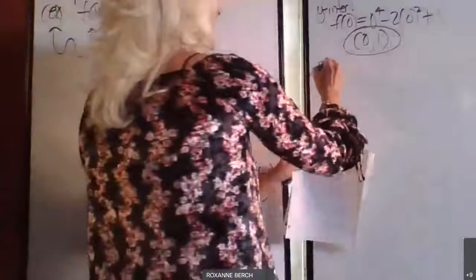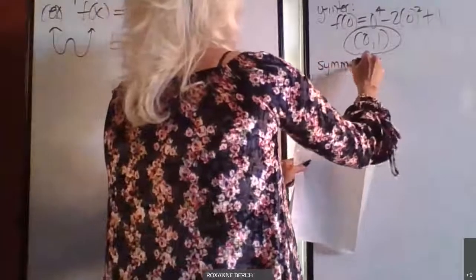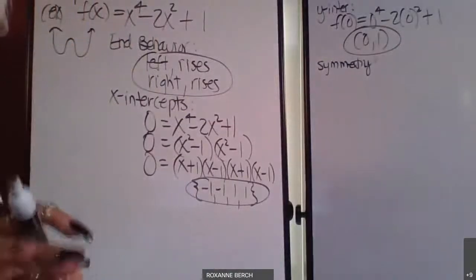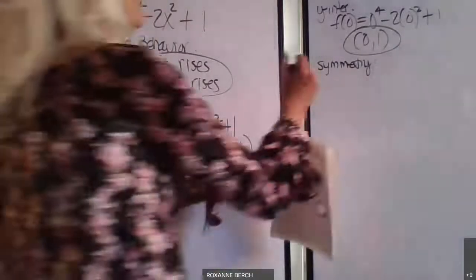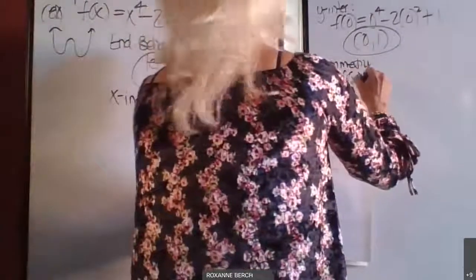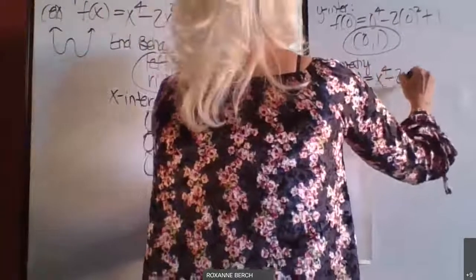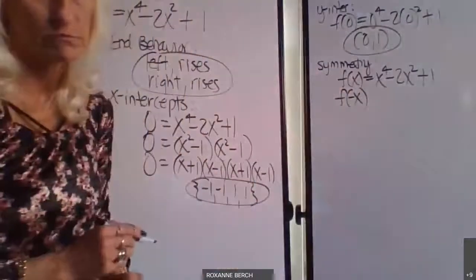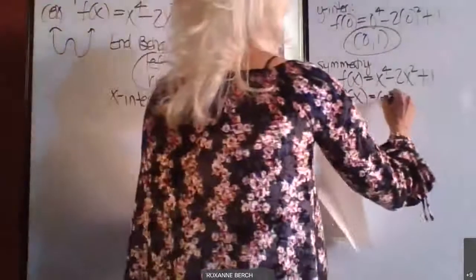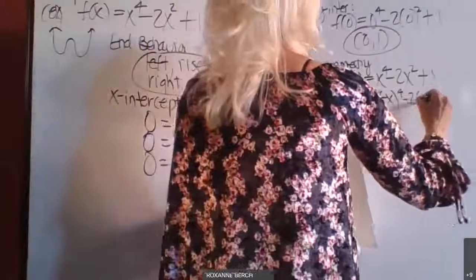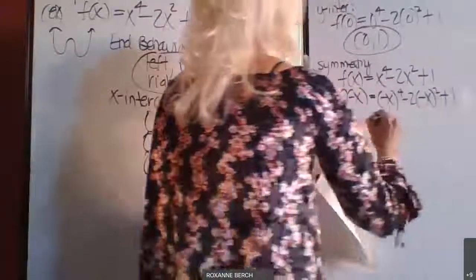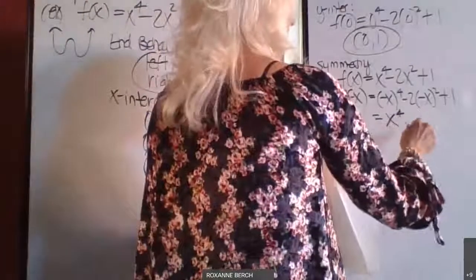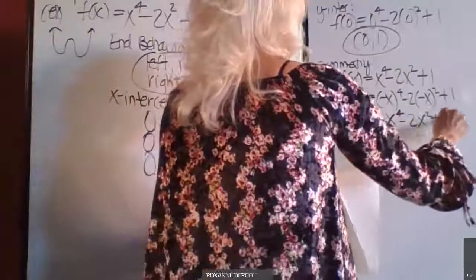Now, in the past, we talked about symmetry. And I'm just going to go through this quickly. You can use it or not. But what you're going to do is take the original problem and always put in a -x and see what you get. So this would be negative x to the fourth minus 2 times negative x squared plus 1, and see what you get. So this would be a positive x to the fourth minus 2x squared plus 1.